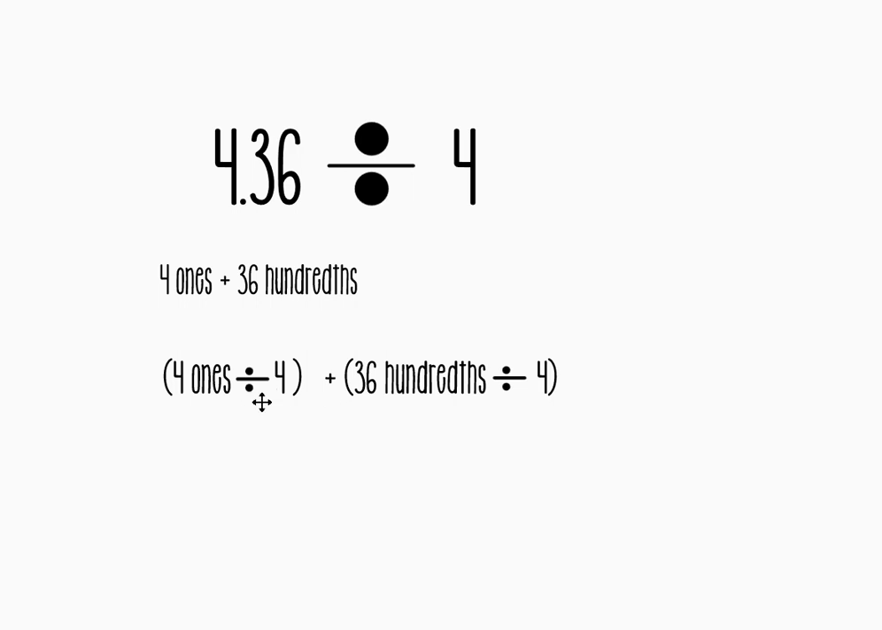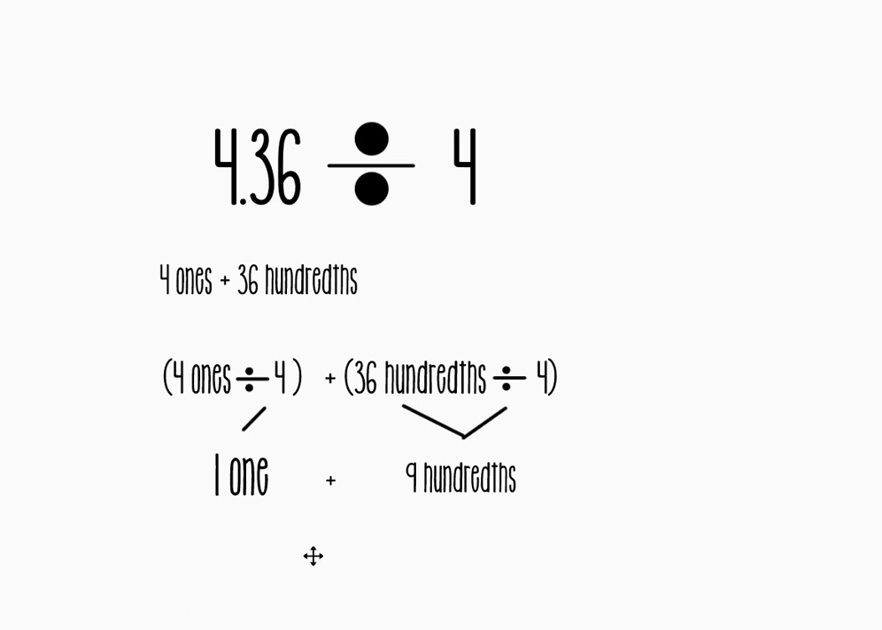Now, since we have our parentheses to show us which part stays together and goes first, I'm going to solve this one first. 4 ones divided by 4 would be equal to 1 one. Then we're going to add to it the answer to this part. 36 hundredths divided by 4. Well, 36 divided by 4 is 9. And we're going to bring down our word hundredths. So now I know my answer is 1 one and 9 hundredths.